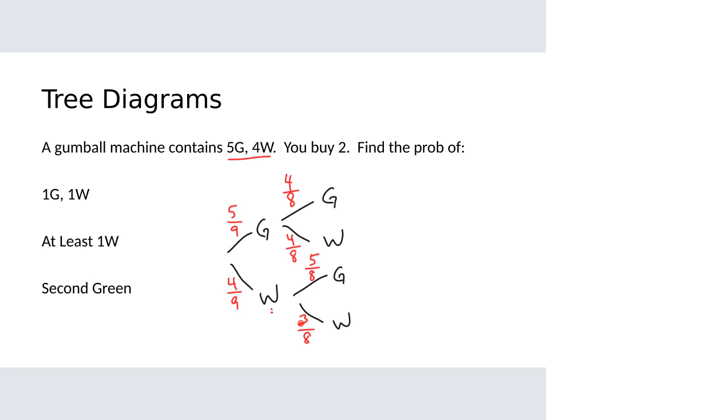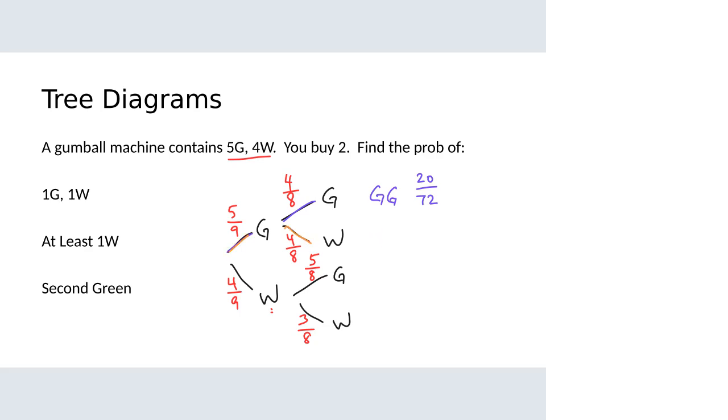Now we have all our probabilities on our tree. We're going to do some multiplying to create our sample space. If we follow this path, that's green followed by green, we're going to multiply the probabilities along that path. 5/9 times 4/8, that's going to be 5 times 4 is 20 over 9 times 8 is 72. We're going to do the same thing along all the other paths.